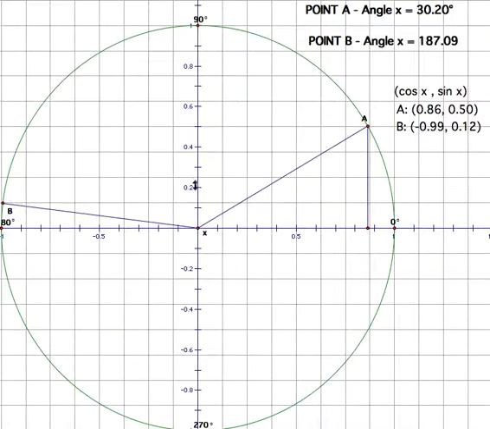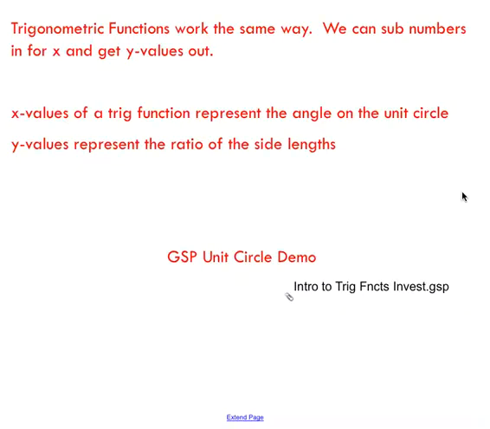Okay, and that works for any value on the unit circle as we rotate around. If we sub in x values into our function, we're going to get y values out that represent the ratio that we're dealing with. So for the cos function, we'd be talking about the adjacent side to the hypotenuse. For sine, we're talking about the opposite side to the hypotenuse. Okay, just a little demo that I hope illustrates what we're dealing with with trig functions here.